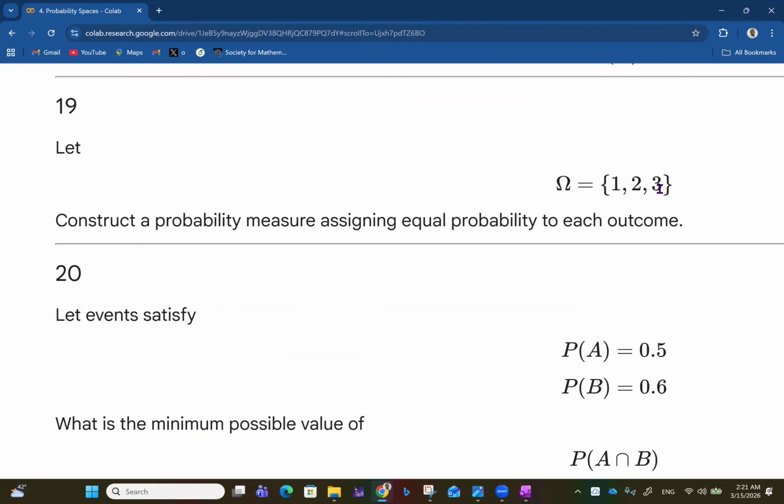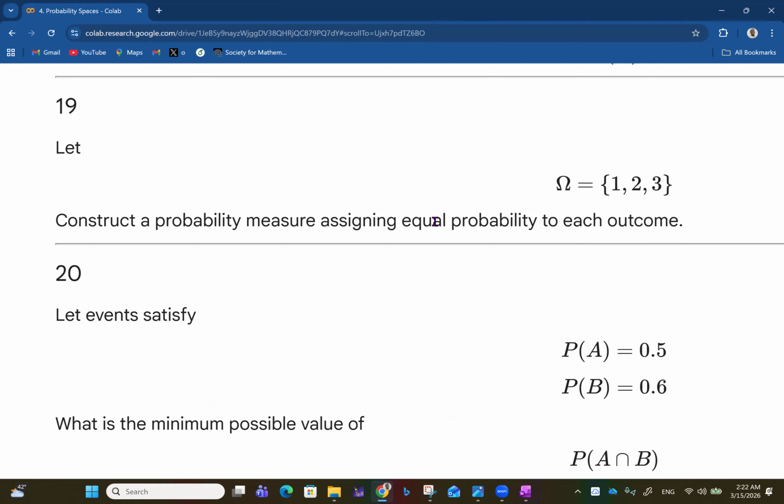Question 19 and 20 finally. Let omega be 1, 2, 3. Construct the probability measure assigning equal probability to each outcome. Because there are three things, probability of 1 is 1 over 3, probability of 2 is 1 over 3, probability of 3 is 1 over 3. So that when you add 1 over 3 plus 1 over 3 plus 1 over 3, you get 1. It's 1 over 3 for each one.